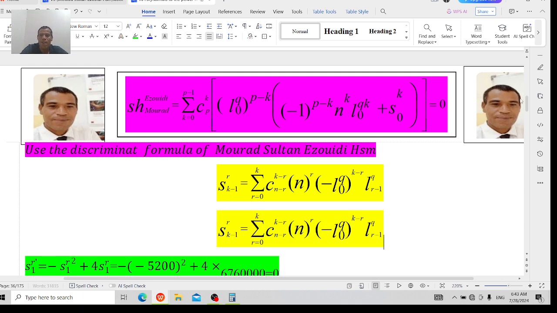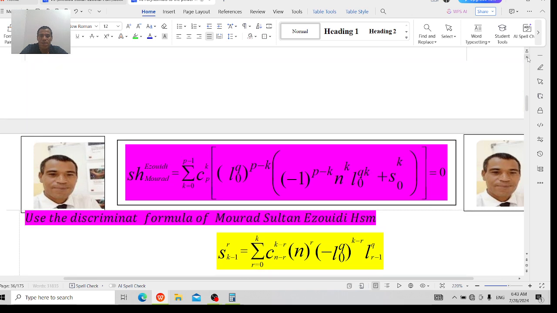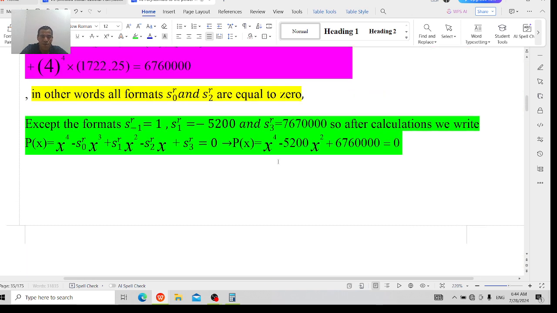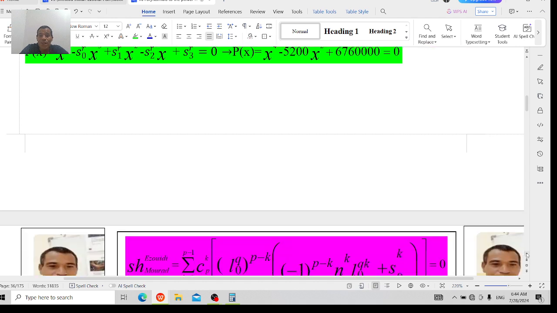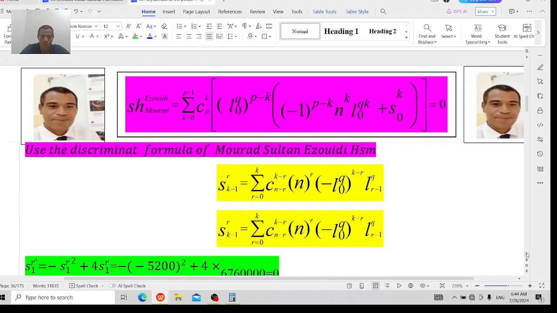You see, I will set here, learners, this polynomial is to the power 4. So as the S0 and S2 are 0, class, there is no need to find S1, S2 and S3 because we got it. I will suppose U equals x squared. It means it will be U squared minus 5,200 times U plus 6,760,000 equals 0. Then I will use the second formula of Mr. Mourad Sultan Ezouidi. You will see the secret.